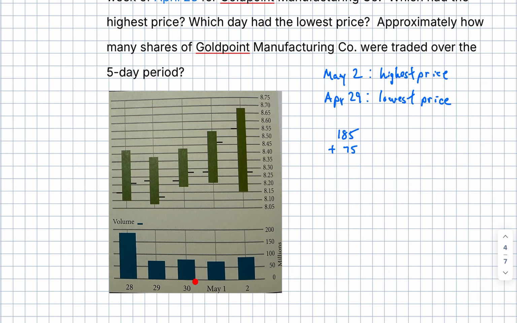And looking at April 30th, it looks like it's a little bit higher than the previous day, so we'll go ahead and say that that's 80 million. And then May 1st, this was between 50 and 100, so it looks similar to April 29th, so we'll say 75 million. And then the last day, May 2nd, was close to, we would say, 90 million shares.